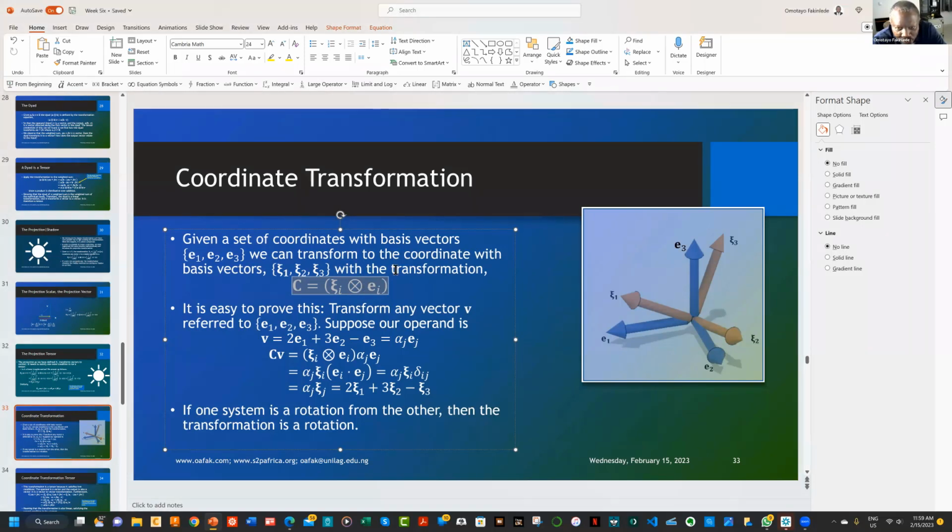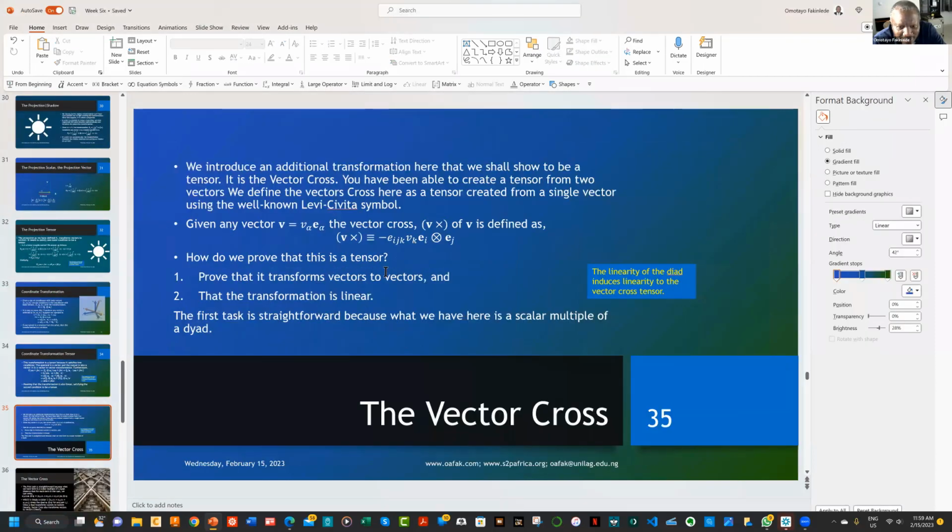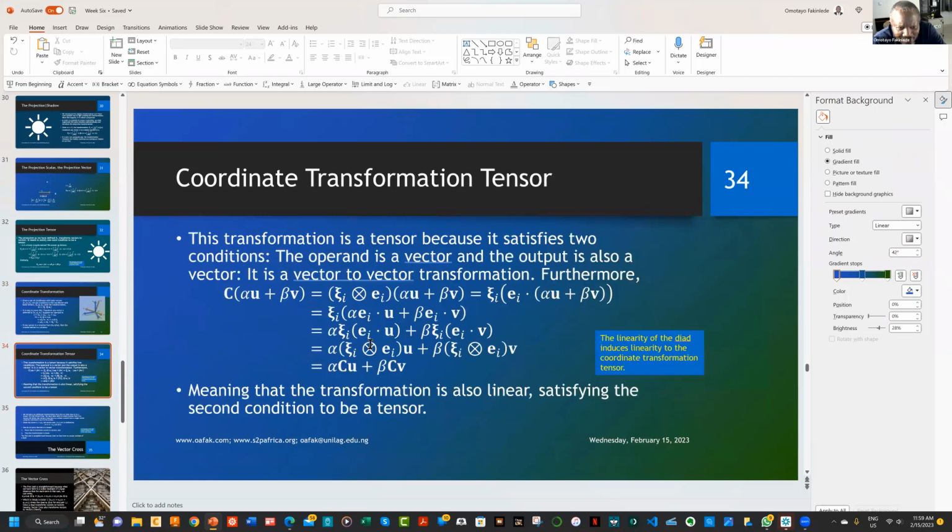So even though I went ahead, how did I prove it? I went ahead to prove it here by proving its linearity. But we don't need to do it because the linearity of the dyad induces linearity in the coordinate transformation tensor. So since the dyads are linear, then the coordinate transformation is also linear. But you can prove it from first principles directly here. So whichever way you like, you can do it.